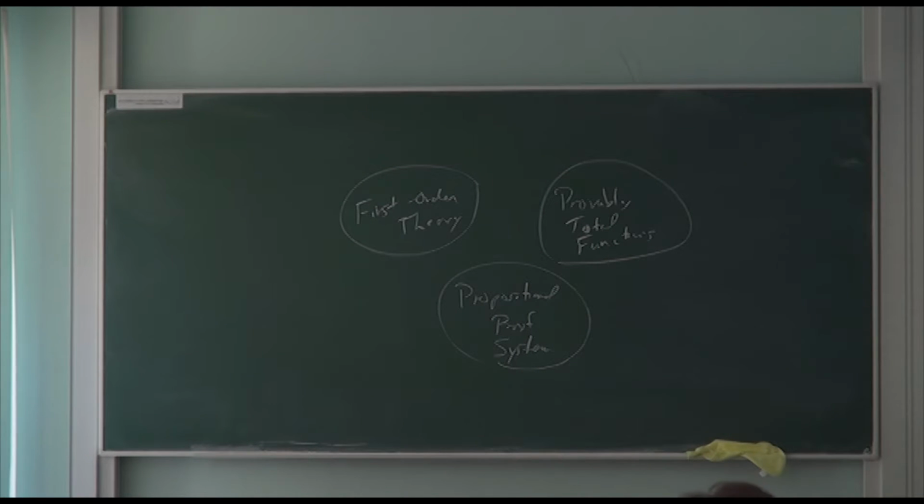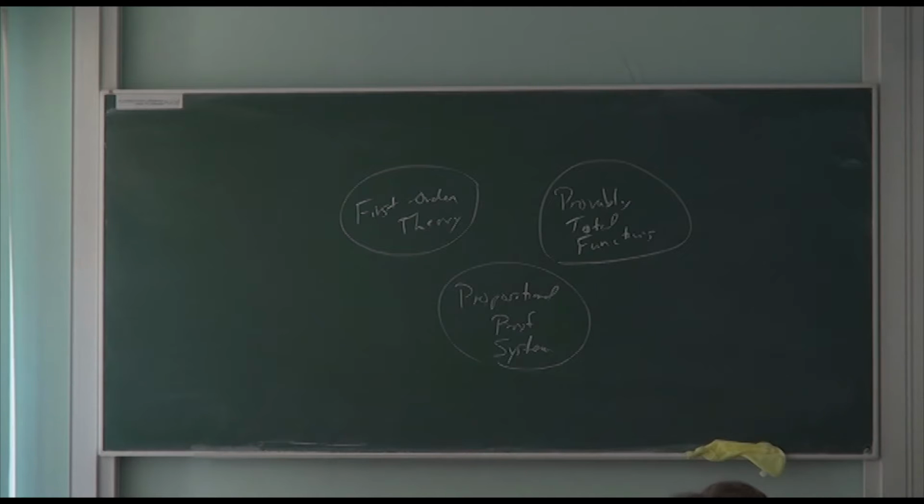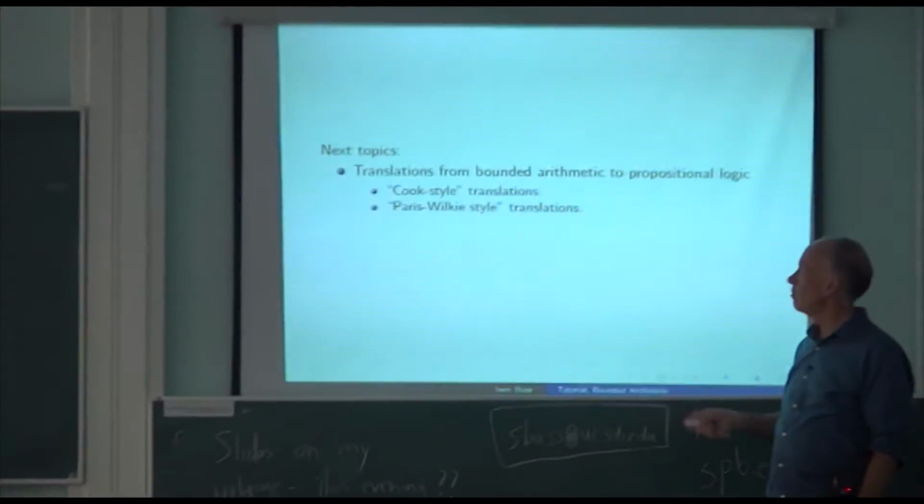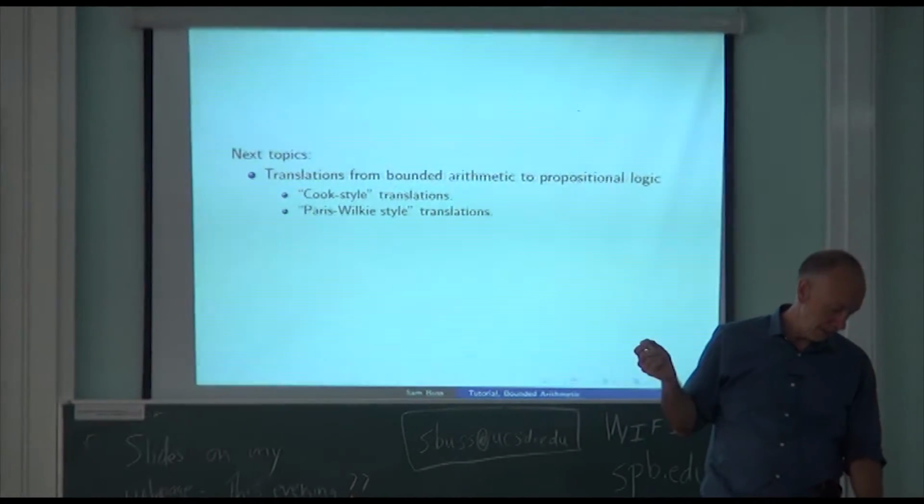As it turns out, there are 2 different kinds of connections to propositional proof systems. There's the so-called Cook-style translation and the Paris-Wilkie translation. So I'll talk about both of these. The first one will be the Cook-style translations, and then we'll do the Paris-Wilkie translation. Okay.